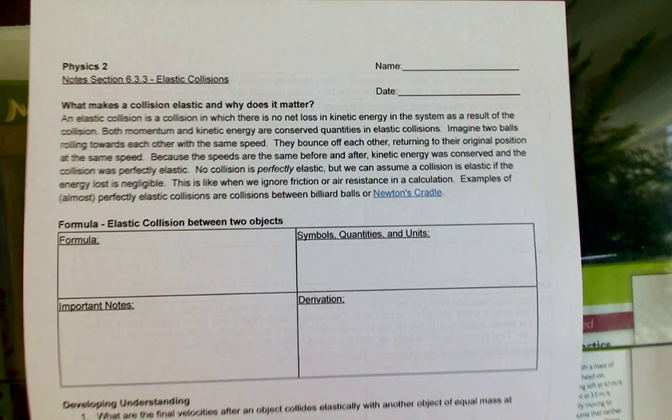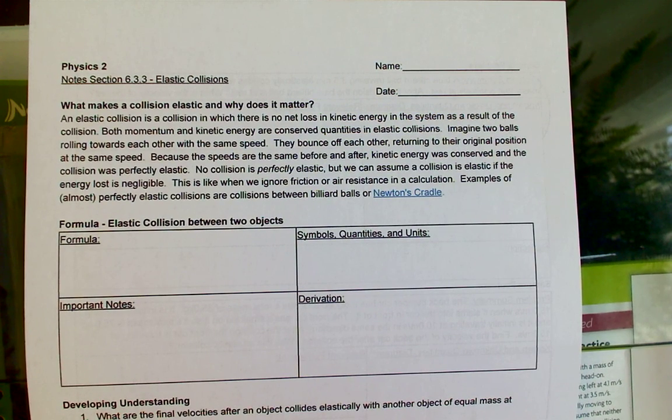This is the video lecture for our notes on section 6.3.3, which is about elastic collisions. And this is a chapter about momentum, so let's just go back and remember a couple of things about momentum. The first of which is momentum is conserved in a collision if the collision between the objects happens in an isolated environment. In other words, there's no external forces acting on the object.